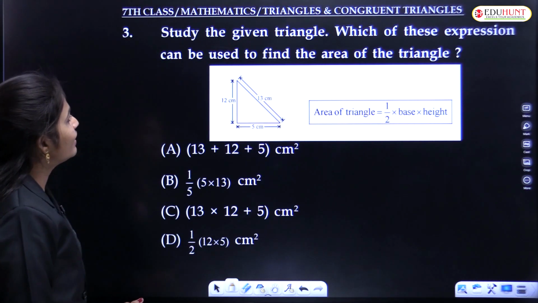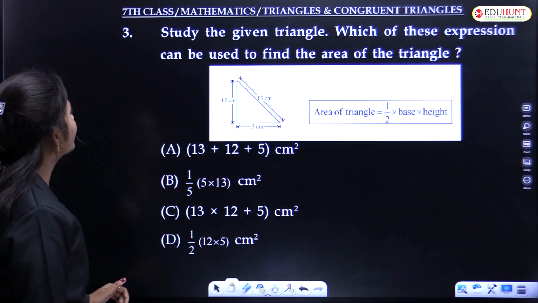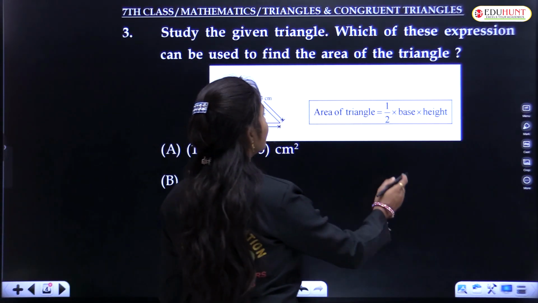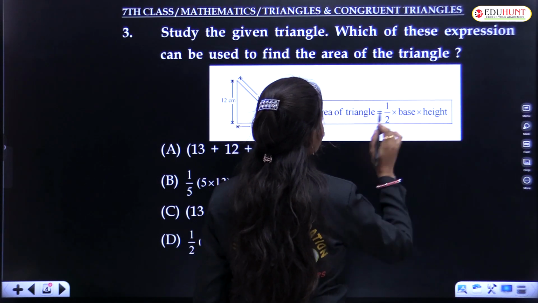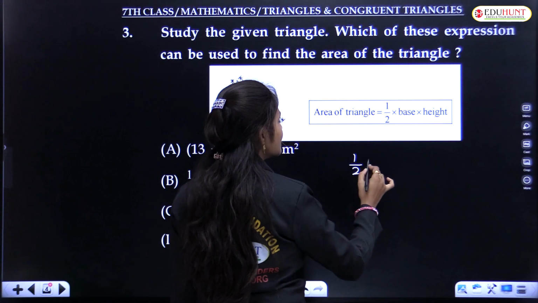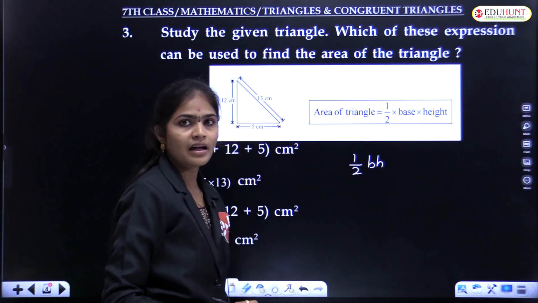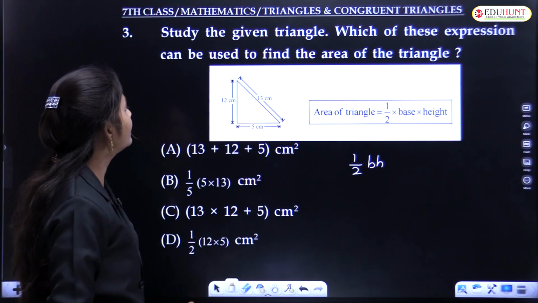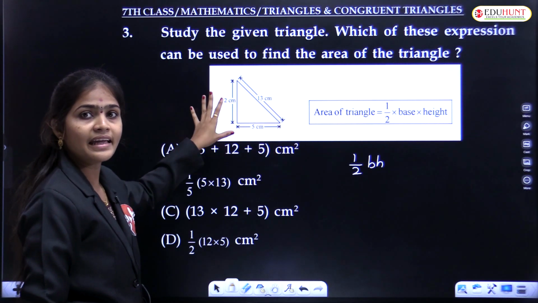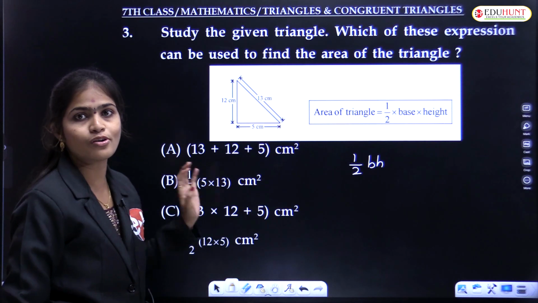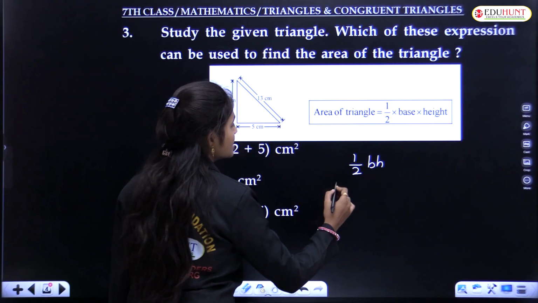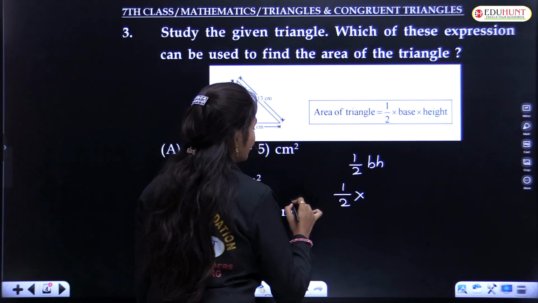Study the given triangle. Which of these expressions can be used to find the area of the triangle? The area of a triangle equals half into base into height, which means the formula is half BH. Now what are they asking? By using this formula, what is the area? They are not asking for the value, just the substitution. So what is the formula? Half into area of a triangle.